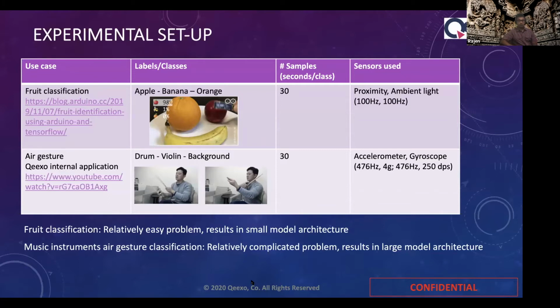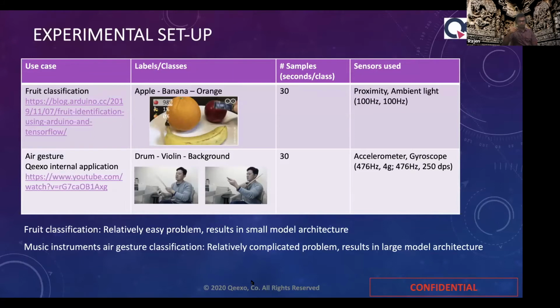Now, we have observed that there are these 2 classification problems. One problem is relatively easy, which is fruit classification. And because it is a relatively easy problem, it results in a smaller model architecture. And the other one, music instrument air gesture classification, is a relatively complicated problem. It has complex decision boundaries. It's a nonlinear classification problem, and that is why it results in large model architectures.